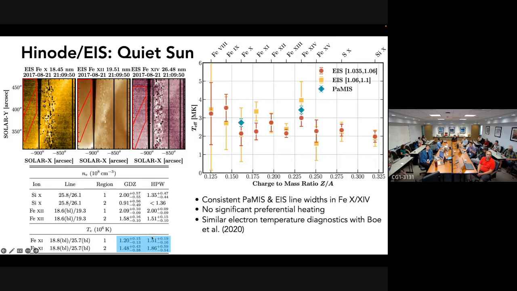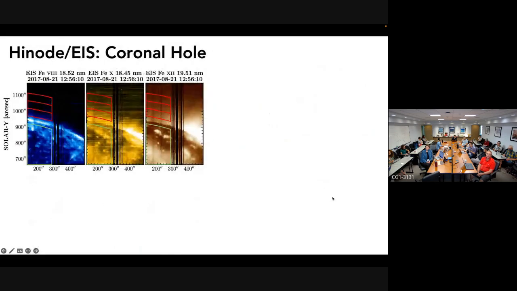And I think the electron temperature that we measured using the ratios between those EUV lines is similar to the electron temperature found by Bimbo. They're using the ratios between iron 11 and iron 14 in the visible.